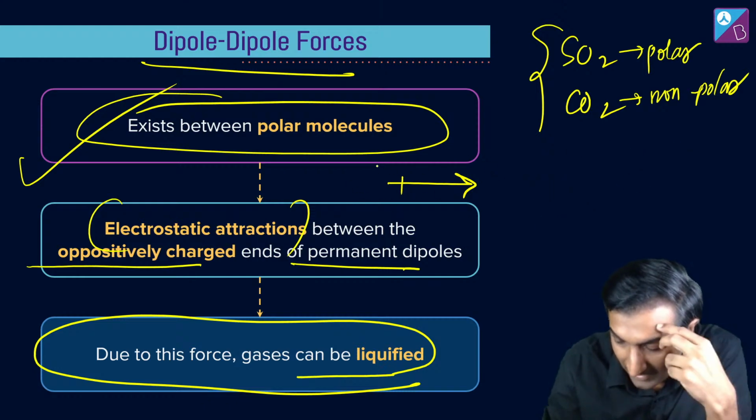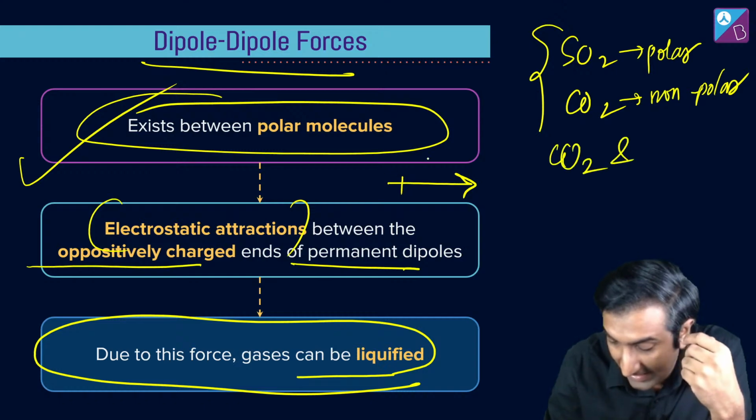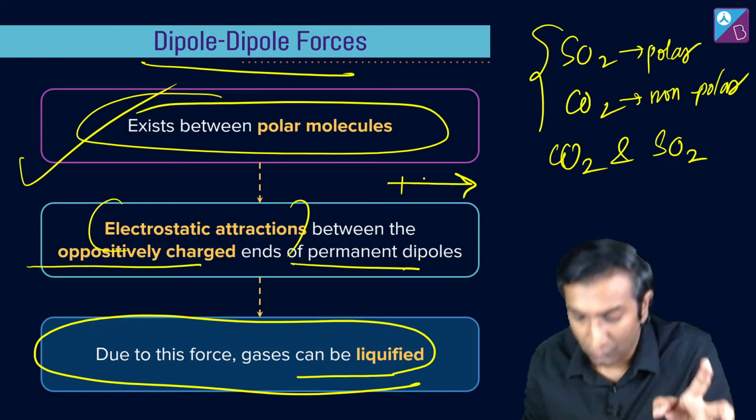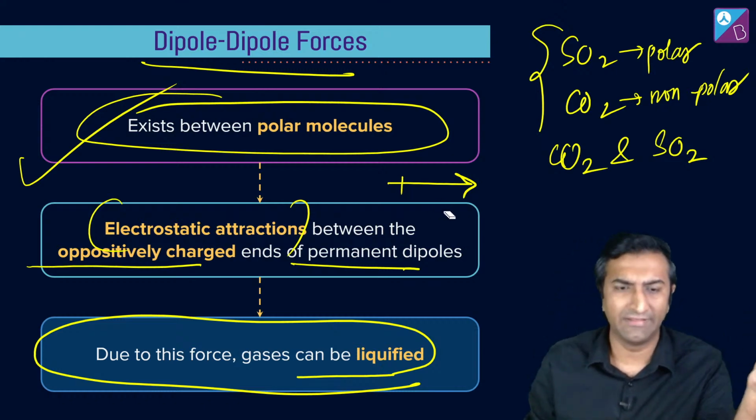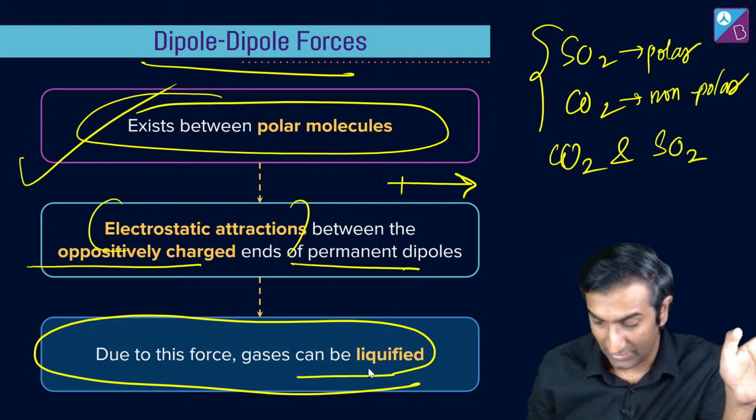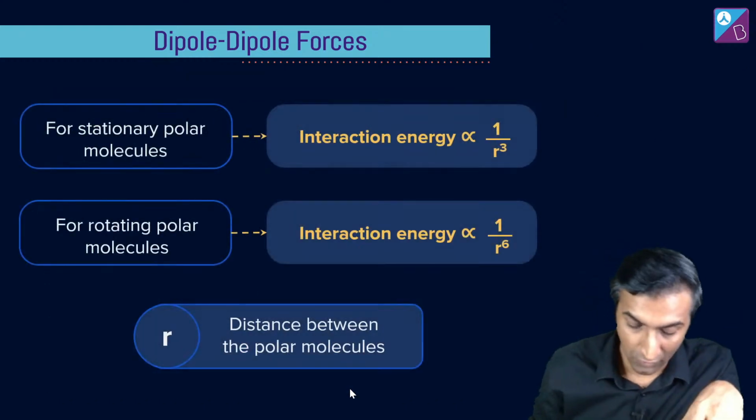So if you want to compare, say, CO2 and SO2, it is possible for us to say that one of them will be easier to liquefy than the other. Which one? The one that has better dipole forces. That's the general idea. Okay.